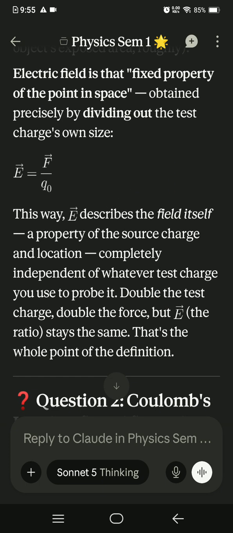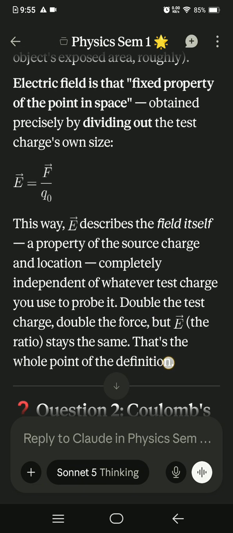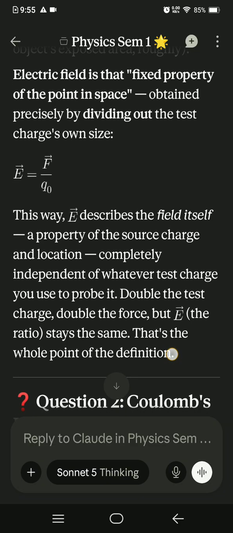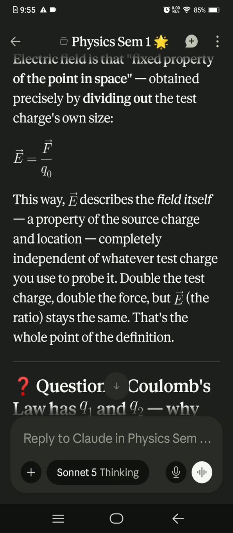This way, E describes the field itself, a property of the source charge and location, completely independent of whatever test charge you use to probe it. Double the test charge, double the force, but E stays the same. That's the whole point of the definition.